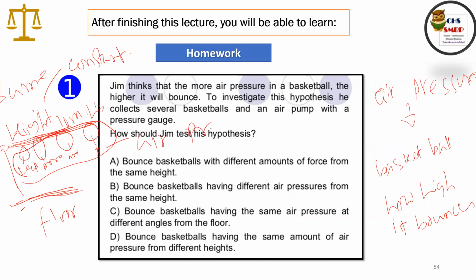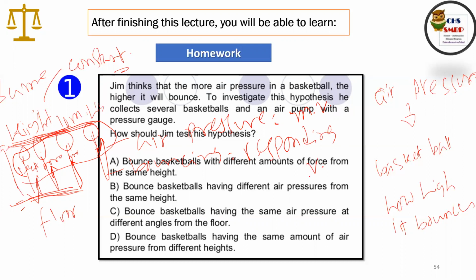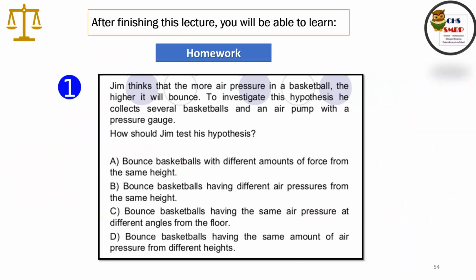So air pressure will be the manipulated variable, the height will be the constant variable, and what would be the results? How high it bounces, right? So bouncing will be the responding variable or resultant variable. That is the way you can identify manipulated variables, constant variables, responding variables, and also the instrument: an air pump with a pressure gauge.